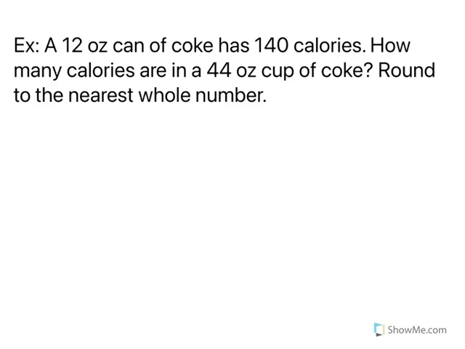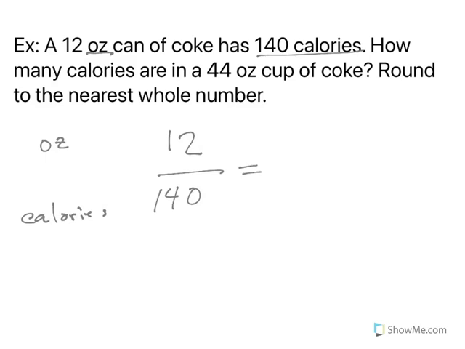Okay, so what are we talking about? We are comparing, in my one ratio, ounces to calories. So I know that in one can is 12 ounces and it's 140 calories and a lot of tasty goodness, but that's not in the proportion. Then I look at what else we have, and we have a 44-ounce cup, the big gulp. So ounces is in the numerator, so 44 is up here, and we're trying to find how many calories.